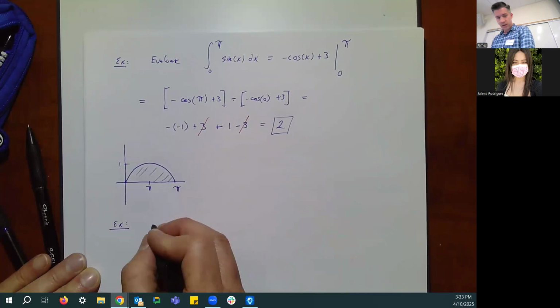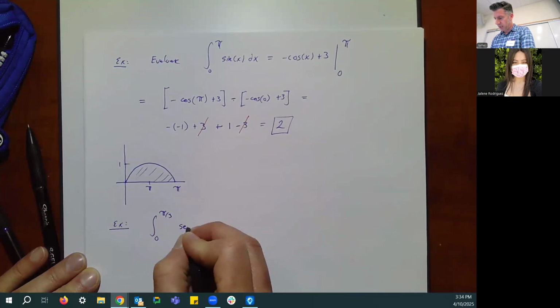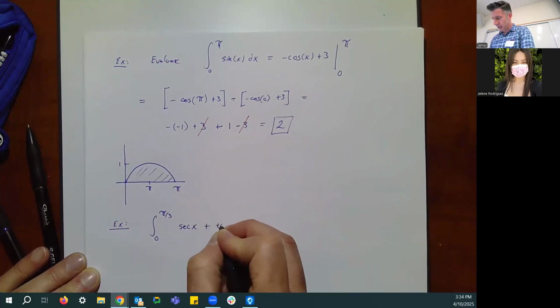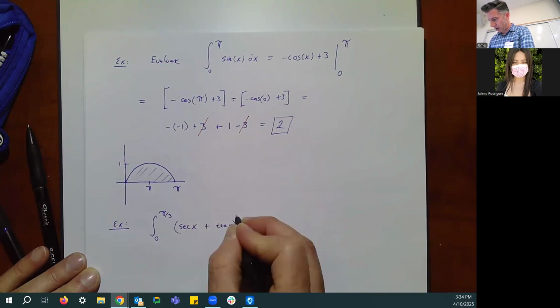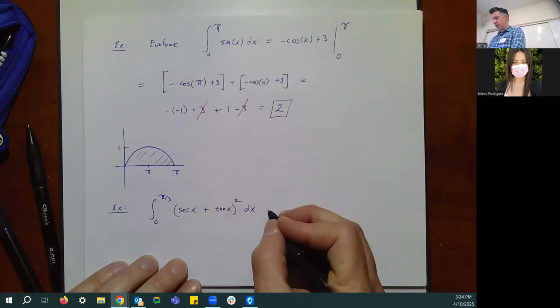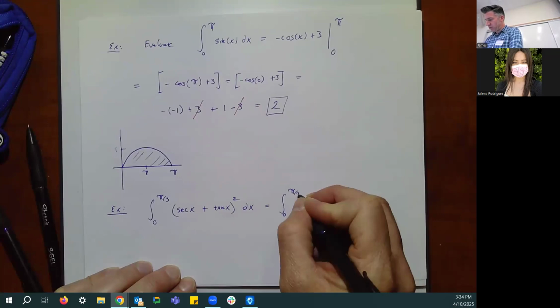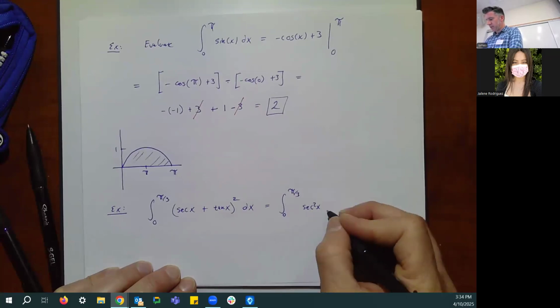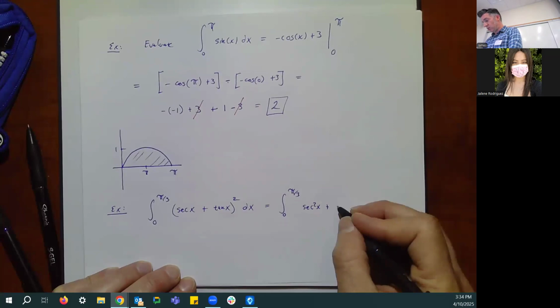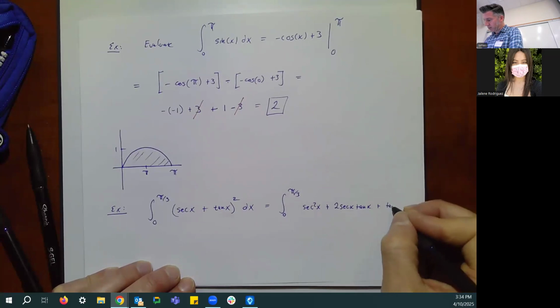What if I want to find the integral from 0 to pi over 3 of secant of x plus tangent of x, quantity squared? So when in doubt, multiply things out. We multiply out secant plus tangent times secant plus tangent. That's going to be the secant squared of x plus secant times tangent plus another secant times tangent. So 2 times secant x times tangent x plus tangent squared x.